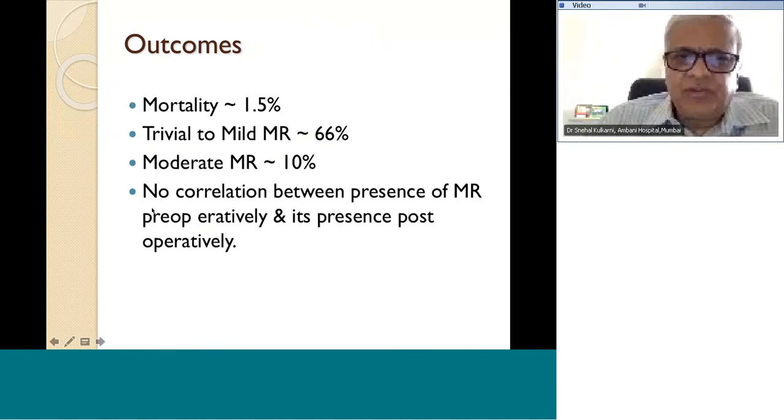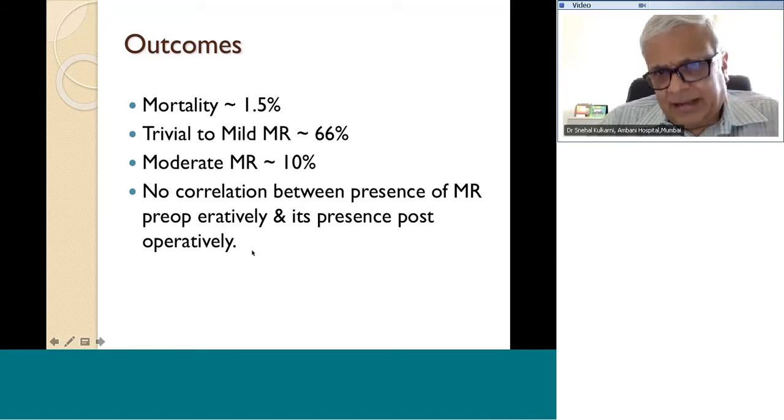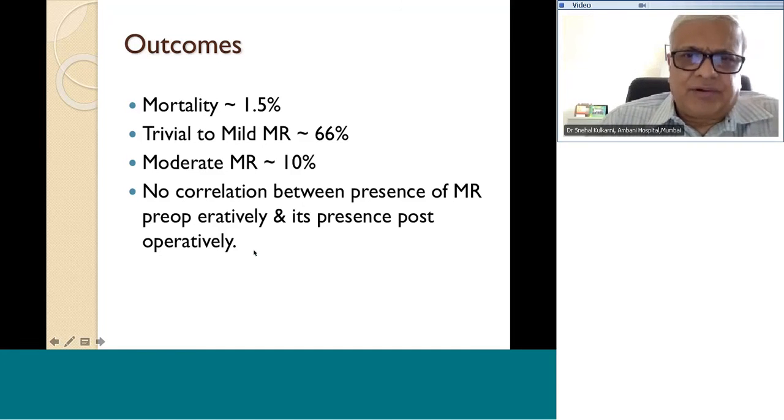But the interesting thing is there's no correlation between presence of MR preoperatively and its presence postoperatively, because it has to come down if it is severe MR preoperatively after we repair. But then it all depends very much on the anatomy of the tissue and the morphology of the leaflet.